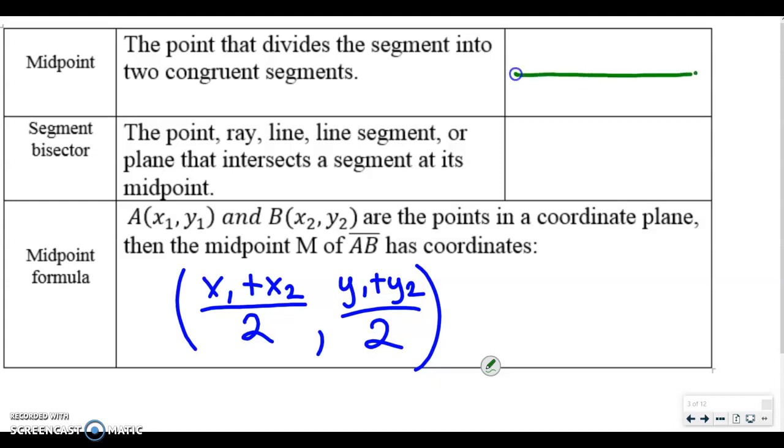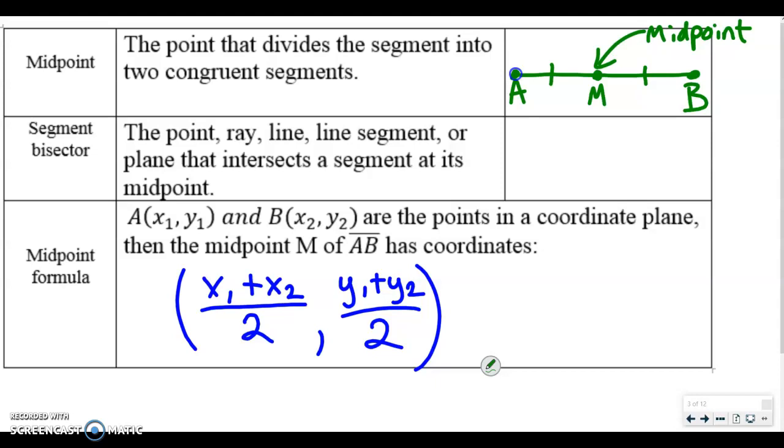So if we have a segment, and I name it AB, we're talking about the point that divides the segment into two congruent segments. Remember, those little tick marks mean congruent. So we'll call this point M, our midpoint is M, and then let's go ahead and write that out to midpoint.